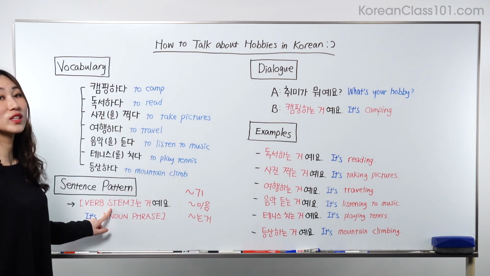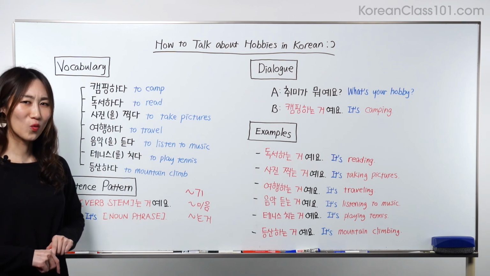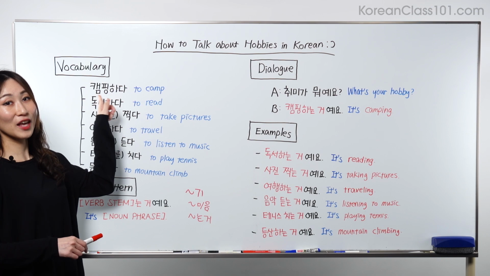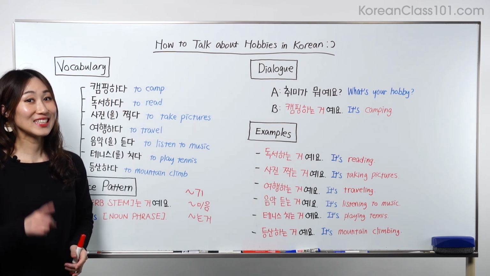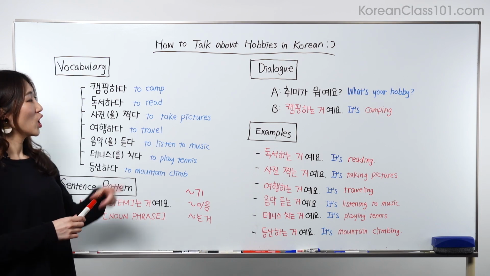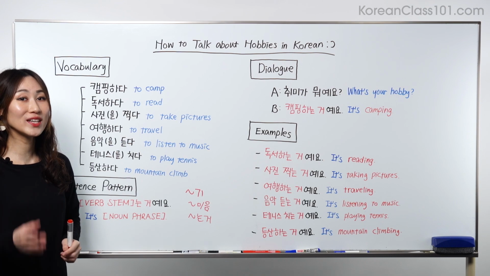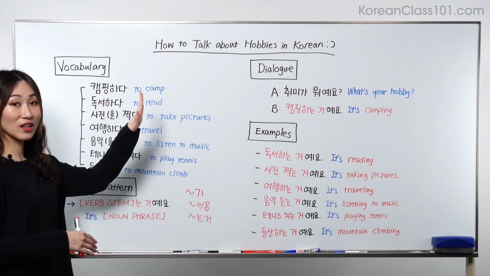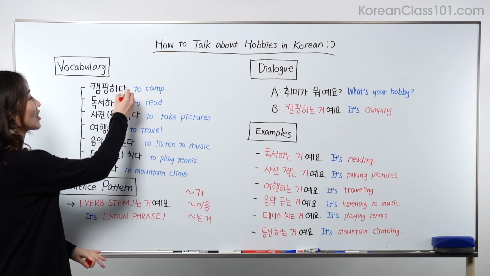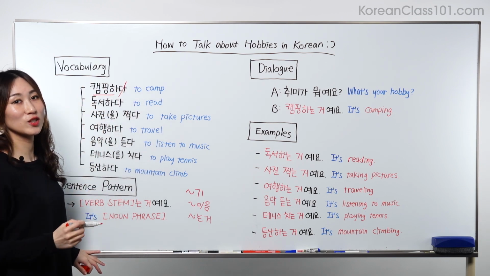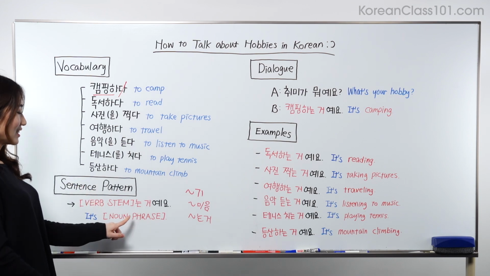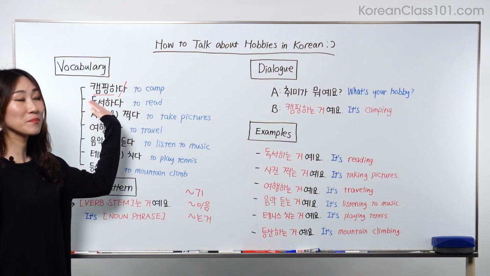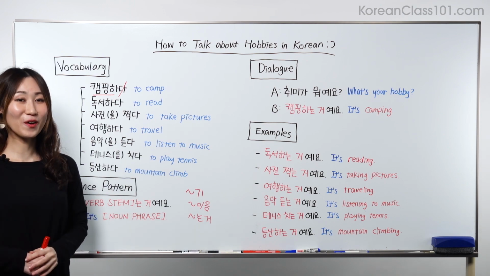We only need to take the verb stem. What is the verb stem? It's very simple. For example, 캠핑하다. Did you hear the sound? It ends with the 다 sound, right? All Korean verbs and adjectives end with 다. Just remove 다, and the left part is the verb stem. 캠핑하 is the verb stem. So verb stem plus 는 거예요. If you say it's camping, it's 캠핑하는 거예요. It means it's camping.